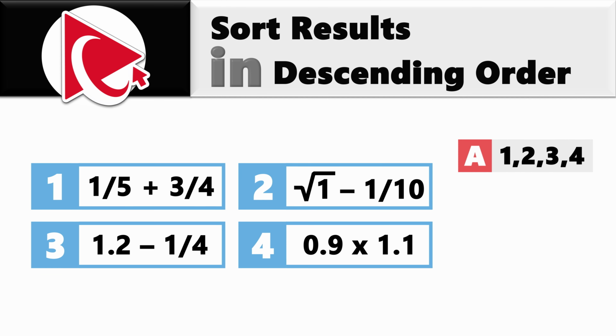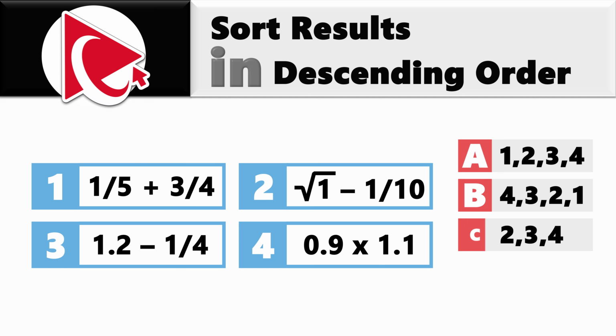Choice A represents descending order as 1, 2, 3, and 4. Choice B represents 4, 3, 2, 1. Choice C, 2, 3, 4, 1. And last but not least, choice D, 4, 3, 1, 2.